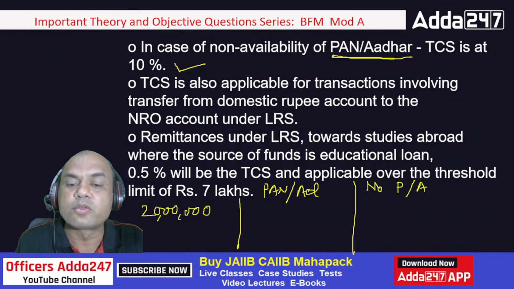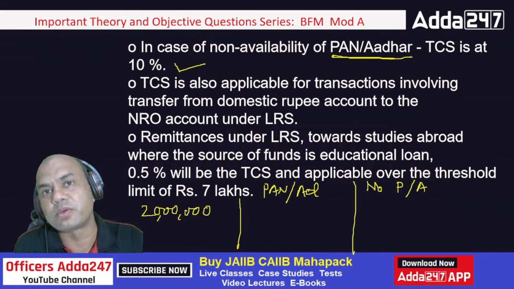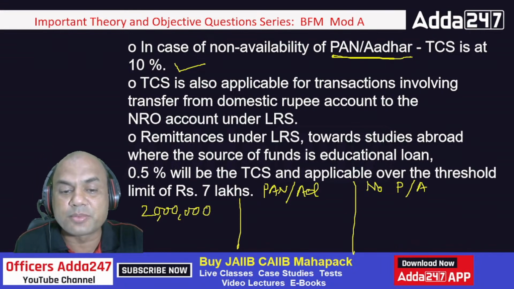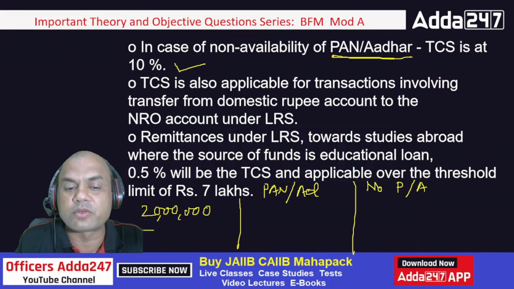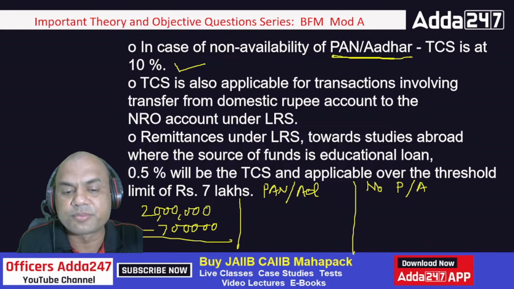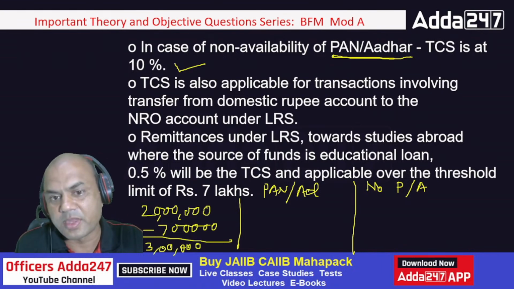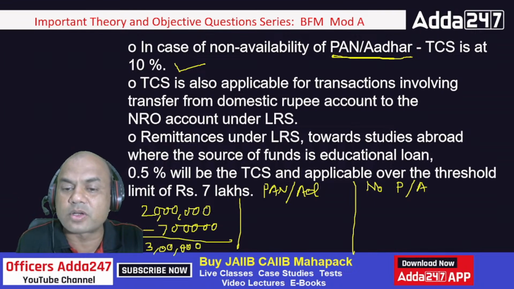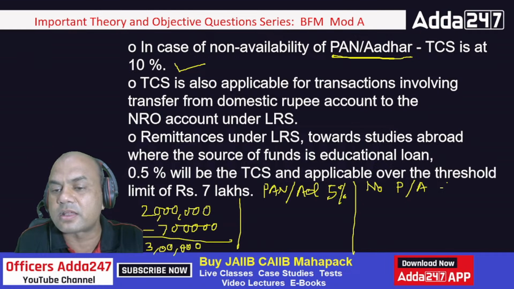In that case, what will be the tax liability over here? 20 lakhs minus 7 lakhs, you make it first. So it becomes 13 lakhs. On this 13 lakhs, I'll have to pay tax. If I'm having the PAN card, then what's the rate? 5%. If I'm not having the PAN card, then it is 10%.